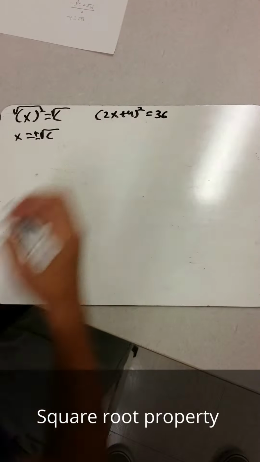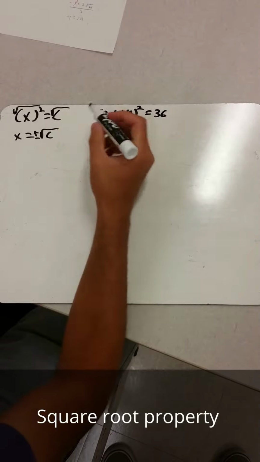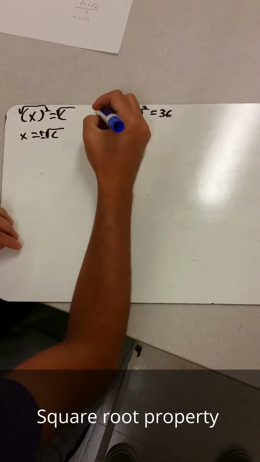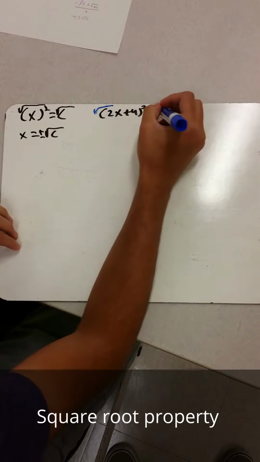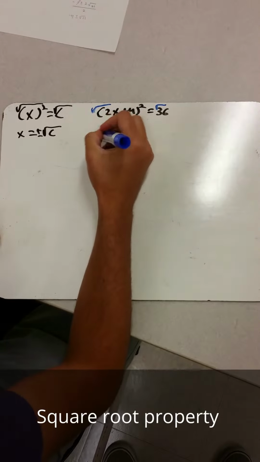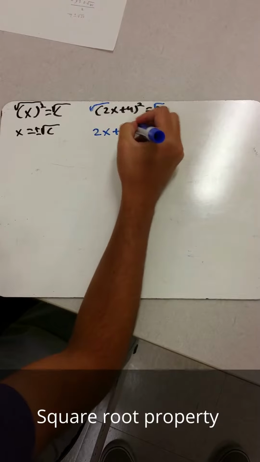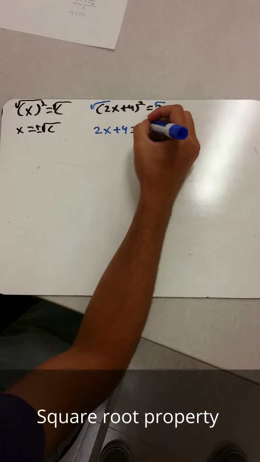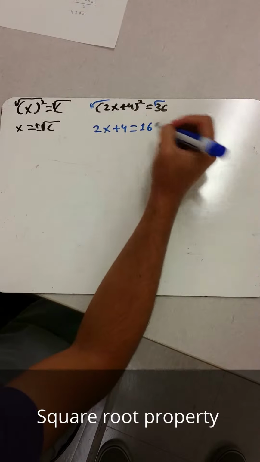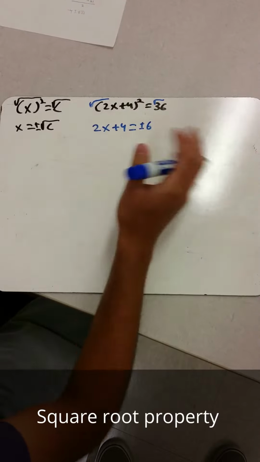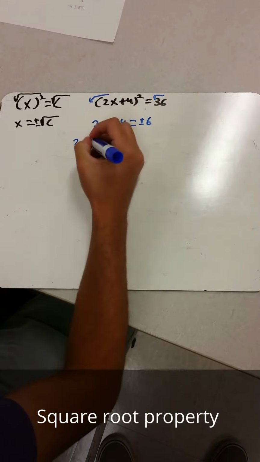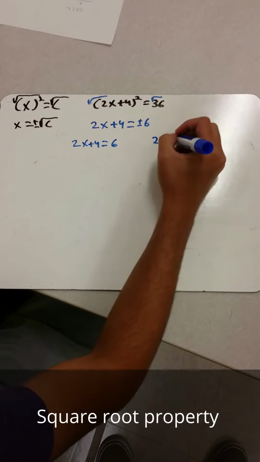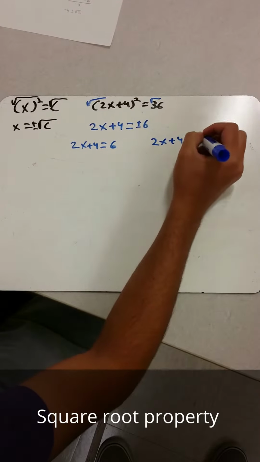To solve that, just like in the base problem, I would square root both sides of the equation, and then I get 2x + 4 equals, and the square root of 36 is 6, but it can be 6 or negative 6, so I have to put plus or minus 6. So now I can separate the two equations. I would have 2x + 4 = 6, and 2x + 4 = -6.